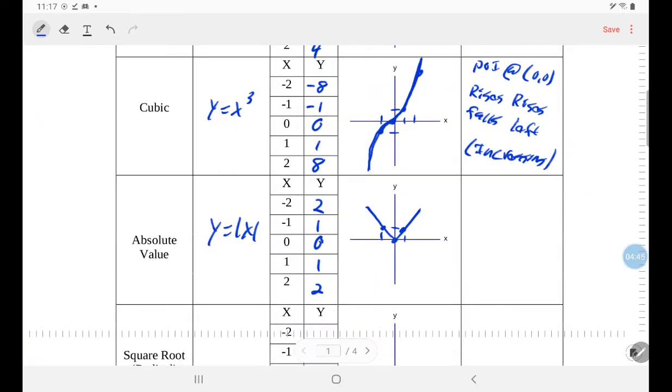So what are its characteristics? Well, it's V-shaped. I don't know if you want to call this a vertex. I suppose you could. It has a vertex at 0, 0. And this one does open upward.